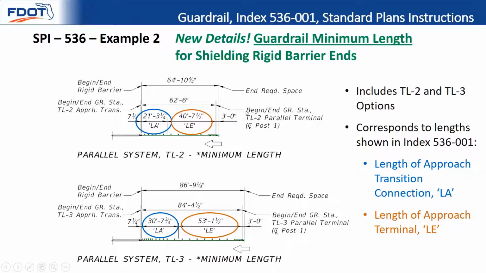And then as the callout shows, this dimension here is your overall length for your guardrail stationing. So your guardrail overlaps the barrier just a little bit, so we took that into account. You've got your beginning of guardrail station and then your end of guardrail station. And so that's just a nice convenient number. You can grab that from the example next time you're connecting to a rigid barrier.